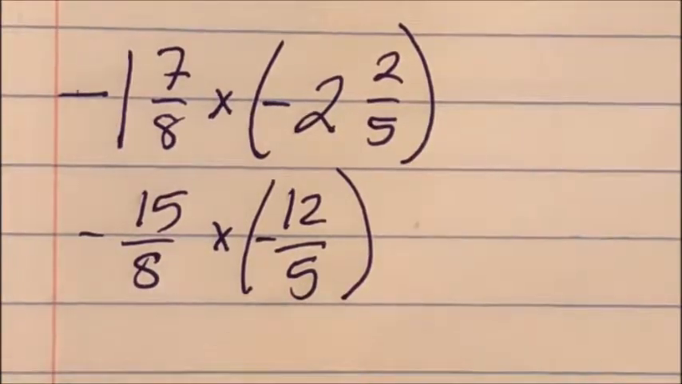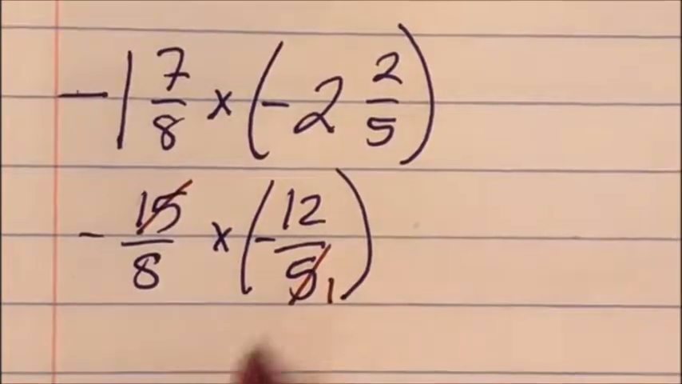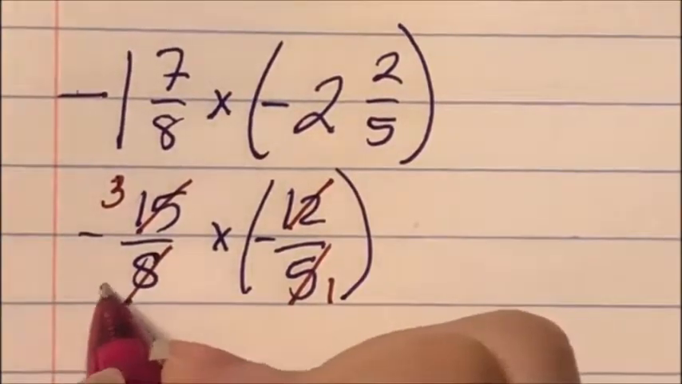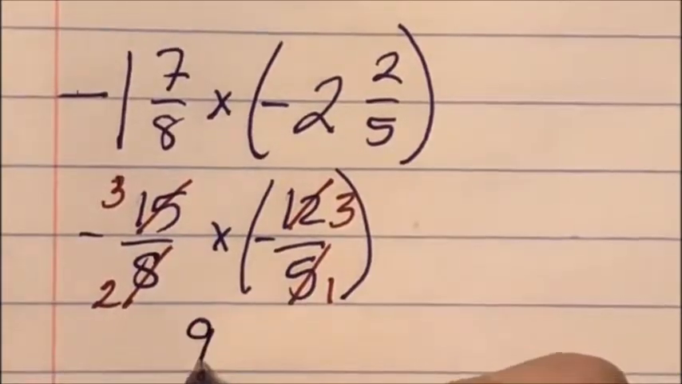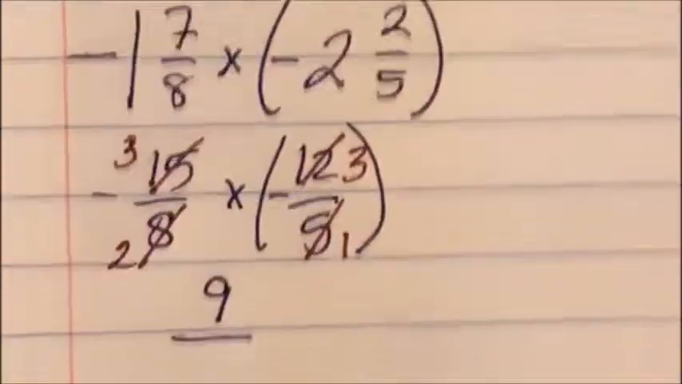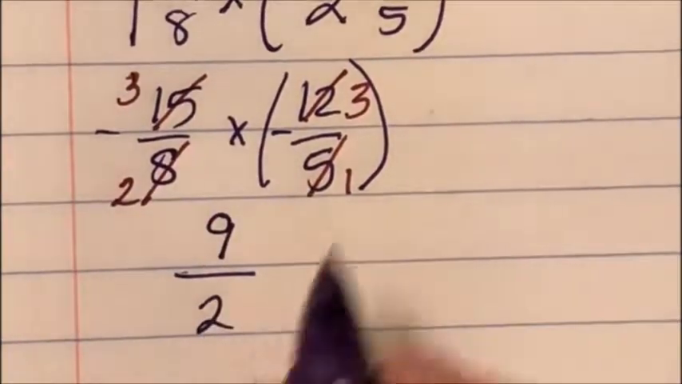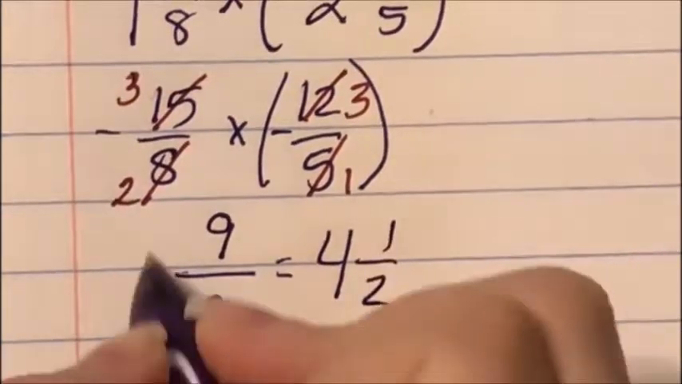Okay, I'm gonna look at these. 5 and 15 can simplify. 5 becomes 1, 15 becomes 3. 8 and 12 can simplify. 8 becomes 2, 12 becomes 3. So now I multiply straight across. 3 times 3 gives me 9. 2 times 1 gives me 2. Negative times a negative gives me a positive, so I have 9 halves, or 4 and 1 half.